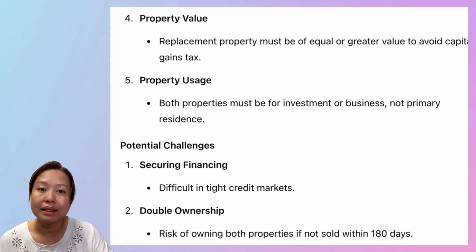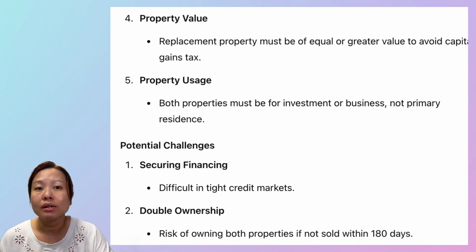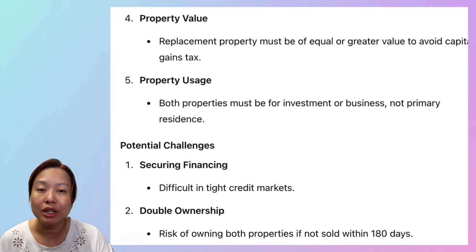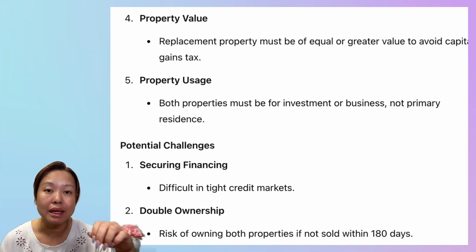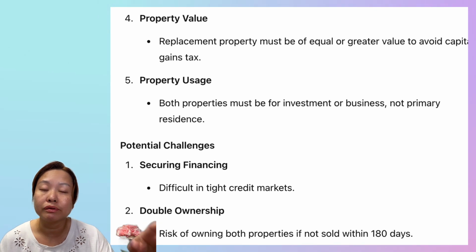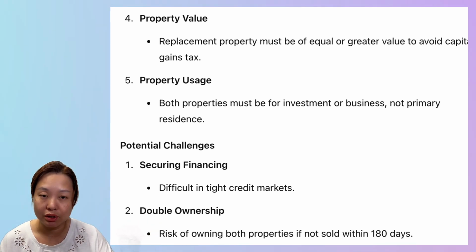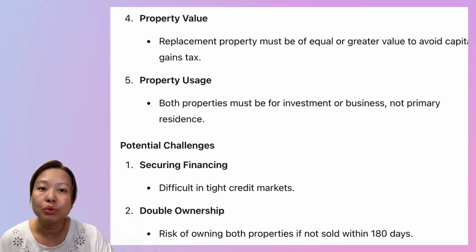The fifth thing is the property usage. For non-primary residences, neither the relinquished property nor the replacement property can be the primary residence of the taxpayer, which means you cannot use it as your primary home. They have to both be used for investment purposes, which is to rent out. Both properties must be held for investment or productive use in a trade or a business.